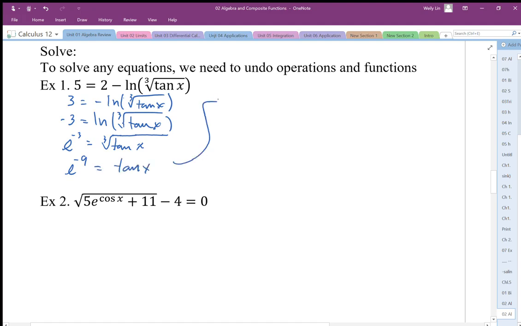And then the final step, solve for x. We get x is equal to the arctan of e to the -9. Okay, so basically, no matter how complicated the equation looks, as long as we can undo functions to get to the x, that's all we need to be able to do. And every function has an inverse.